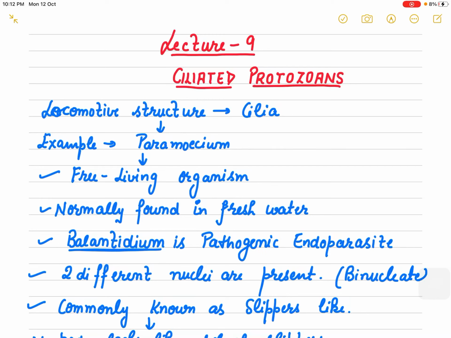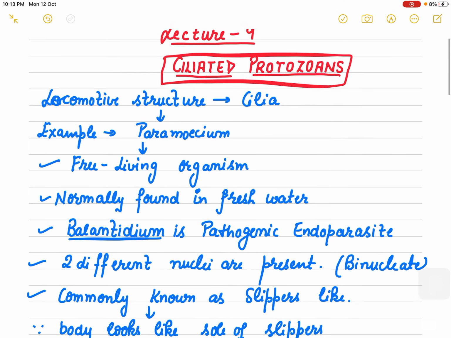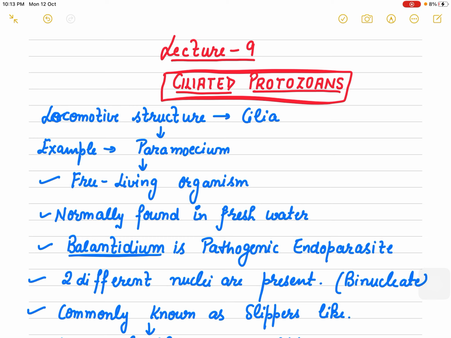Good morning, class 11. So, we have started with the protozoans, right? Protozoans, protist, and we are left with the ciliated and the sporozoans one. So, I'm going to take in this lecture the ciliated protozoans with you.